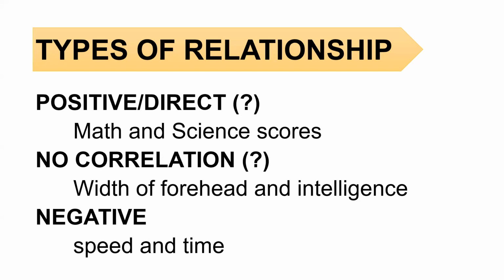Example, we have speed and time. Okay, how about this? I'll give you two variables. Do you think it's positive, negative, or no correlation? Height and weight. The height of a person and his or her weight. Do you think it's positive, negative, or no correlation? Positive, sir. Okay, please comment your answer in the GC. I would like to see your answer. Height and weight of a person.